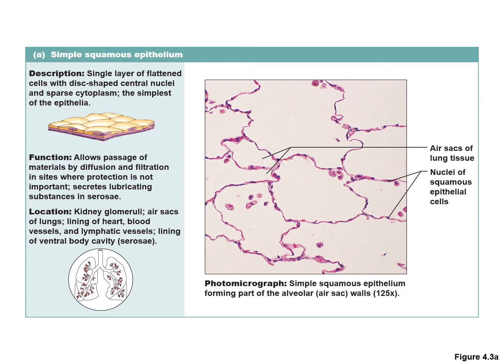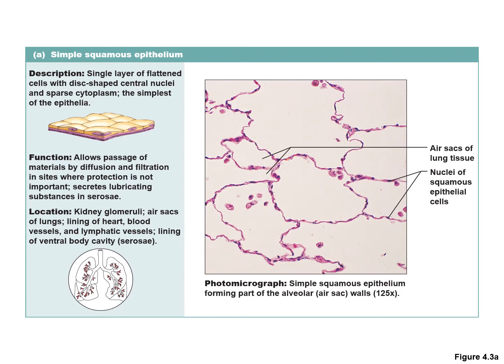So what is the function? Because it's so thin a layer of cells, it would be good for diffusion and filtration, because it's easy for substances like molecules and maybe some ions. Well, even ions do not really diffuse very well, but if we have special channels, they can diffuse down their concentration gradient. But you can see that because it's so thin, it's good for diffusion and filtration. Now, where do we need this diffusion and filtration?